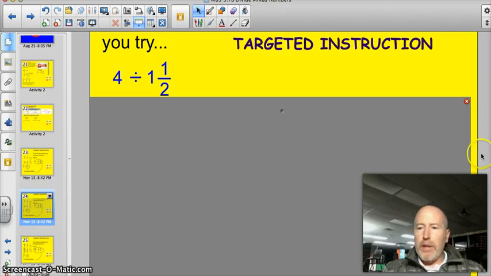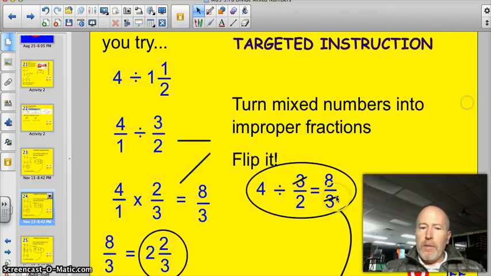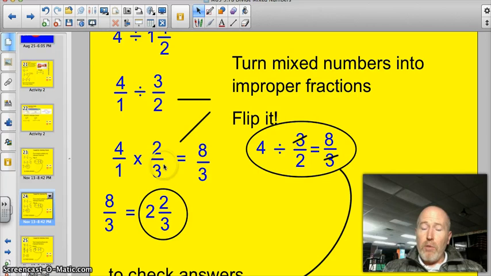Sweet. Let's see how you did. All right. 4 divided by 3/2 would have been your first step if you turn this into an improper fraction. Now I'm going to flip it. So I got 4 over 1 times 2 over 3. Here are my reciprocals. 4 times 2 is 8. 1 times 3 is 3, so I have 8 over 3.